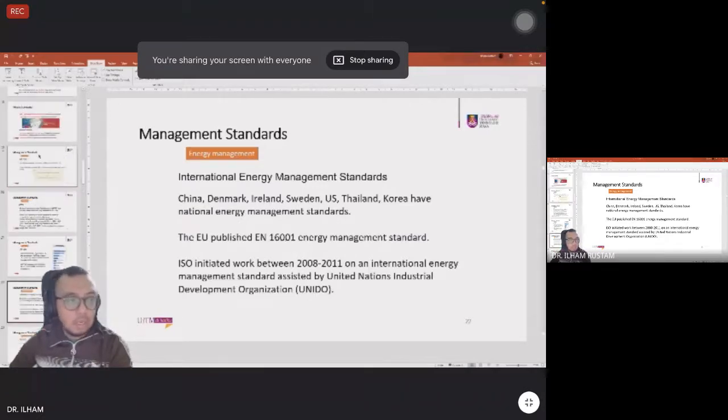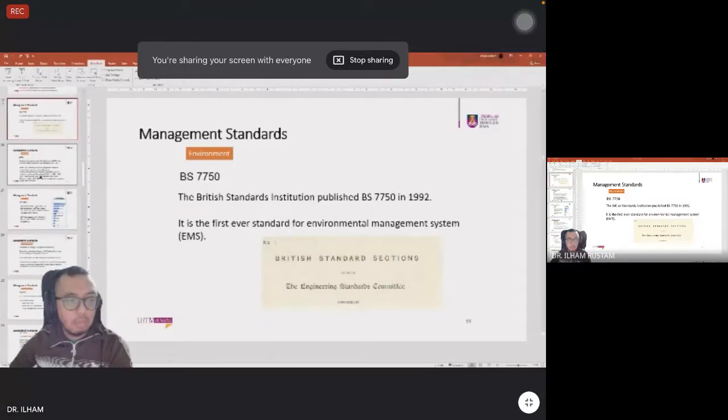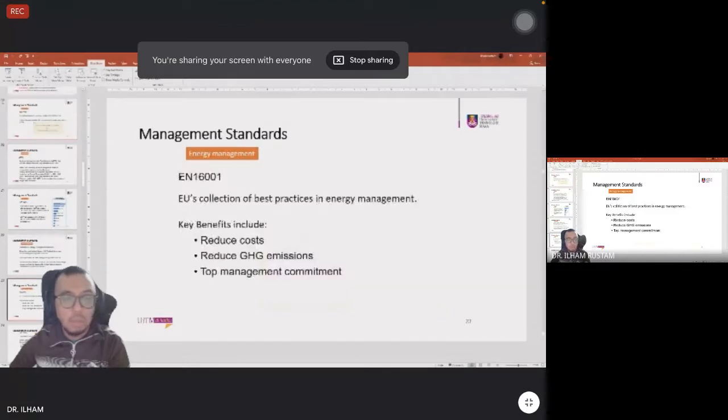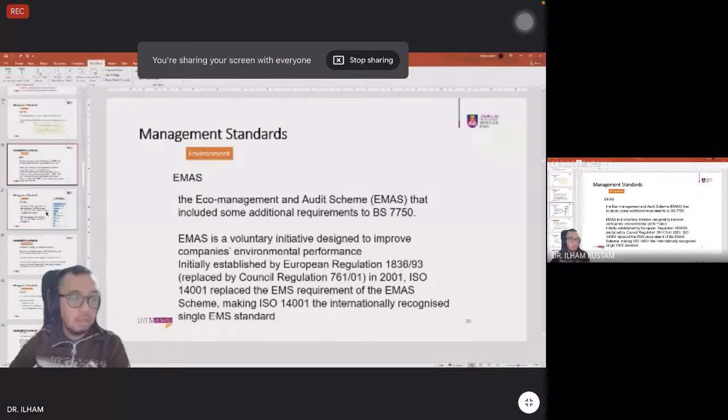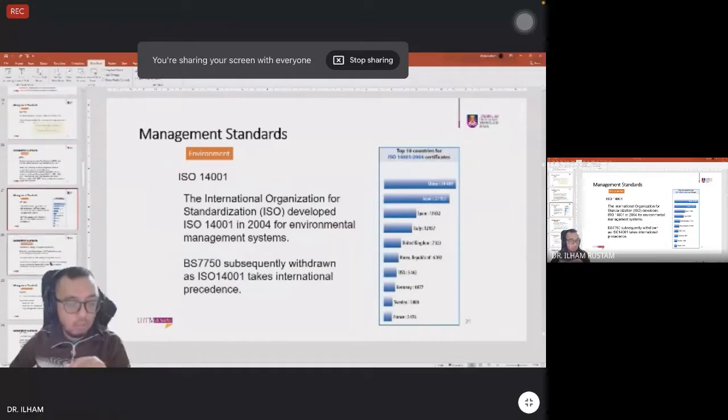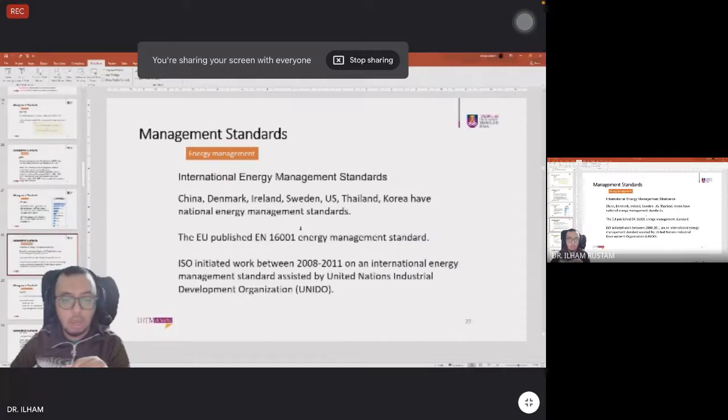Tadi kita bincang nama pelik-pelik tadi tu BS apa semua tu lebih kepada environmental tau. That's the first relation yang kita ada dengan energy management. So bila dah establish BS 7750 then ISO 14001 tadi saya pun tak hafal. EMAS and then baru ISO 14001 and then baru kita start address energy management. And the first standard that has been published is from EU, which is EN16001.